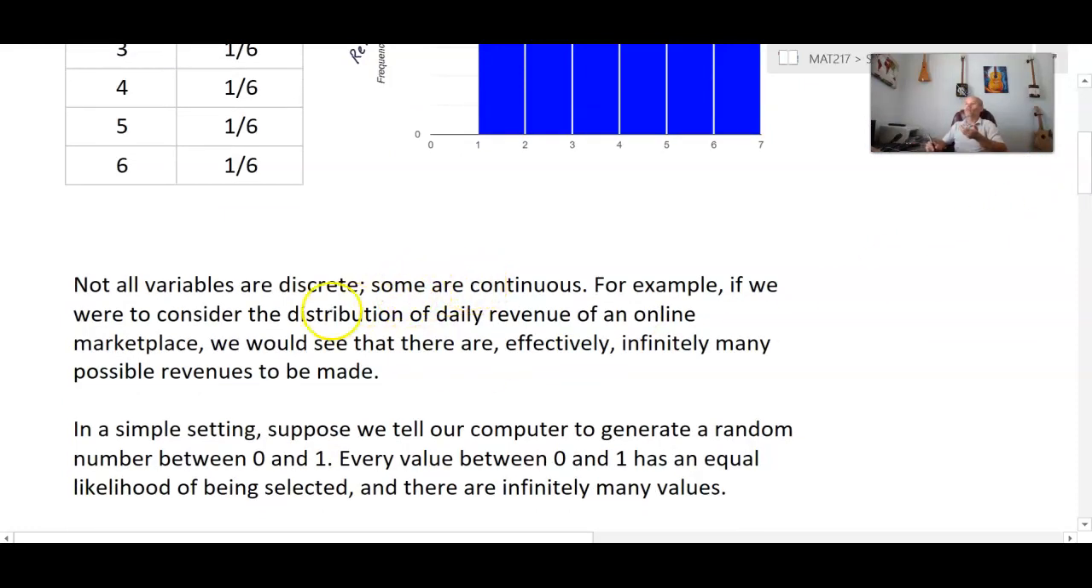For example, if we were to consider the distribution of say, daily revenue of an online marketplace, we're going to find that there are infinitely many possible revenues to be made, especially as you begin rounding to the nearest cent and maybe to the nearest thousandth of a cent. There are many outcomes, and so you get effectively a distribution that now has continuous outcomes.